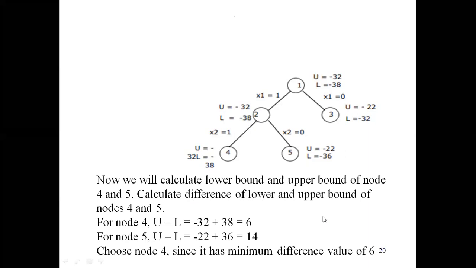Calculate the difference of lower bound and upper bound of nodes 4 and 5. For node 4, upper bound minus lower bound is equal to minus 32 plus 38, that is equal to 6. For node 5, the upper bound and lower bound difference is 14. So now check the differences. At node 4, the difference is the minimum value compared with node 5. So choose node 4 since it has the minimum difference value of 6.